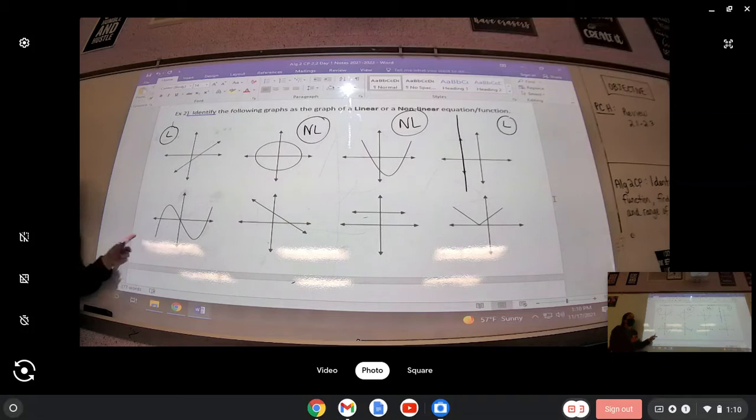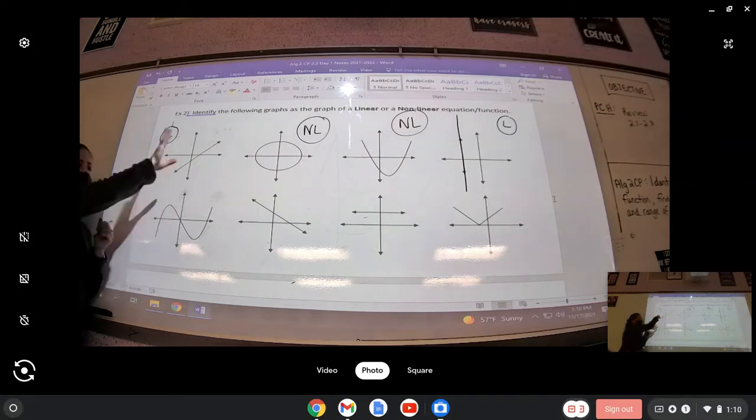Look at this guy, linear or nonlinear? Guys, we call this the roller coaster. It goes up, it goes down, it goes back up.